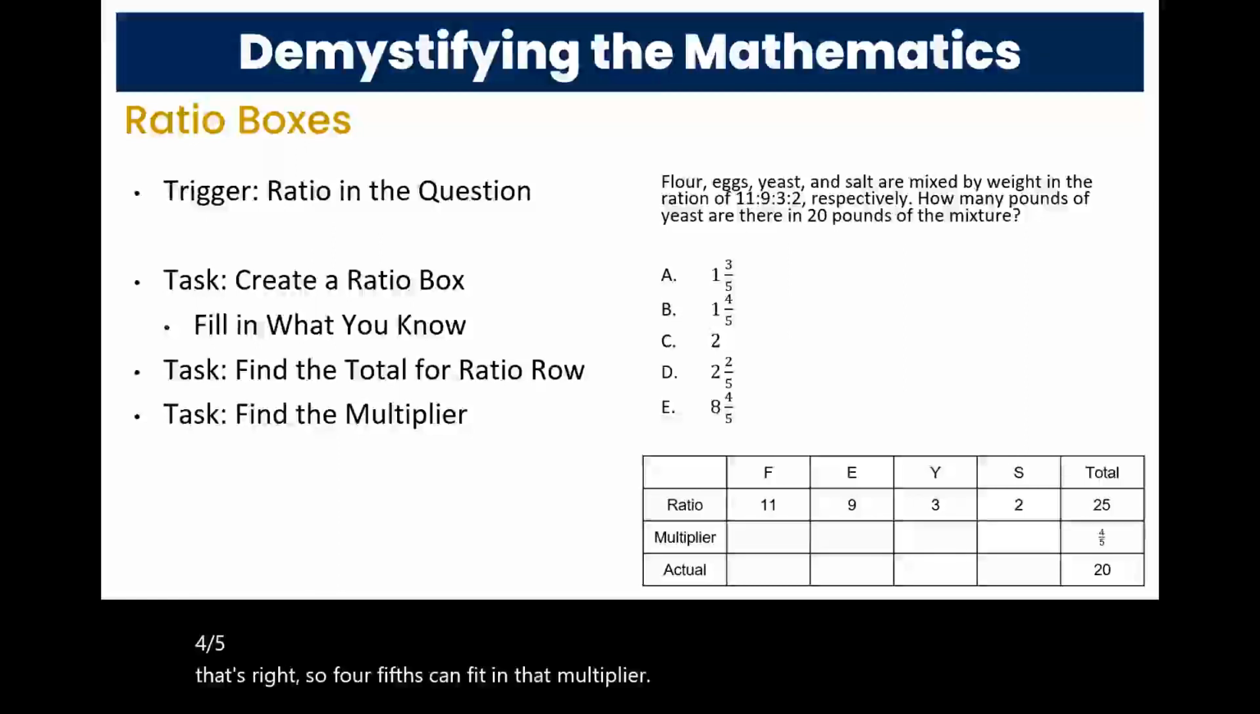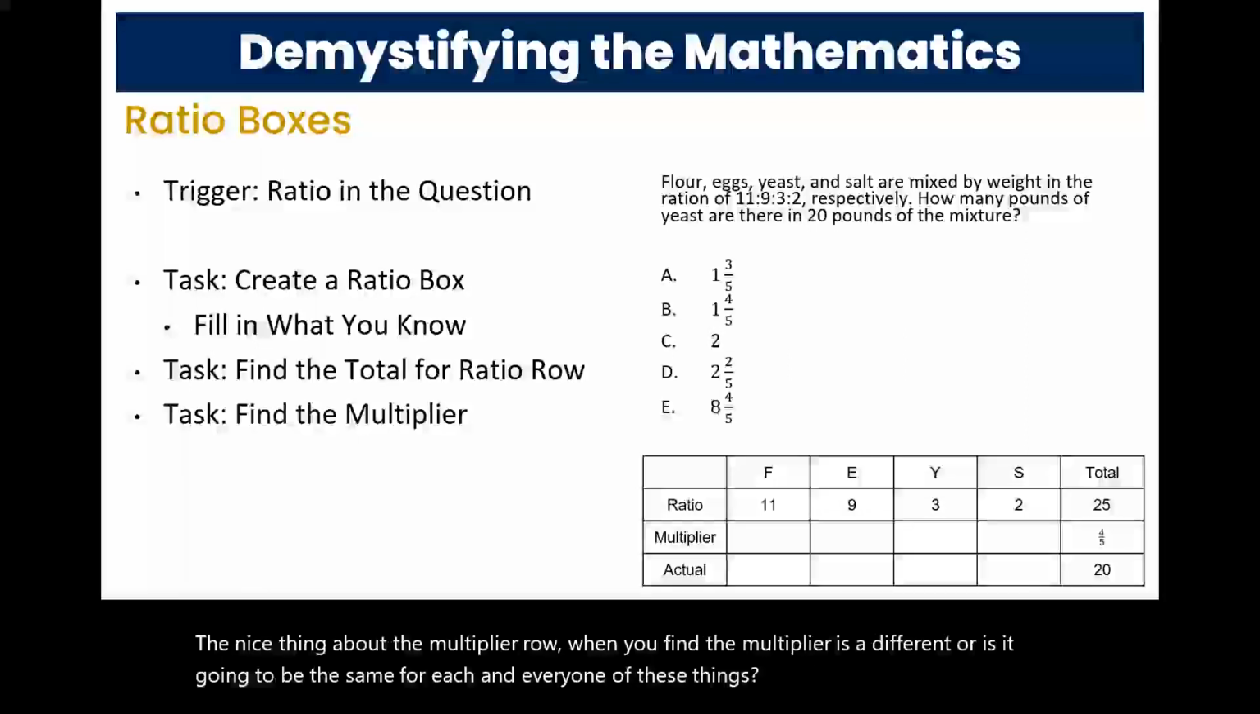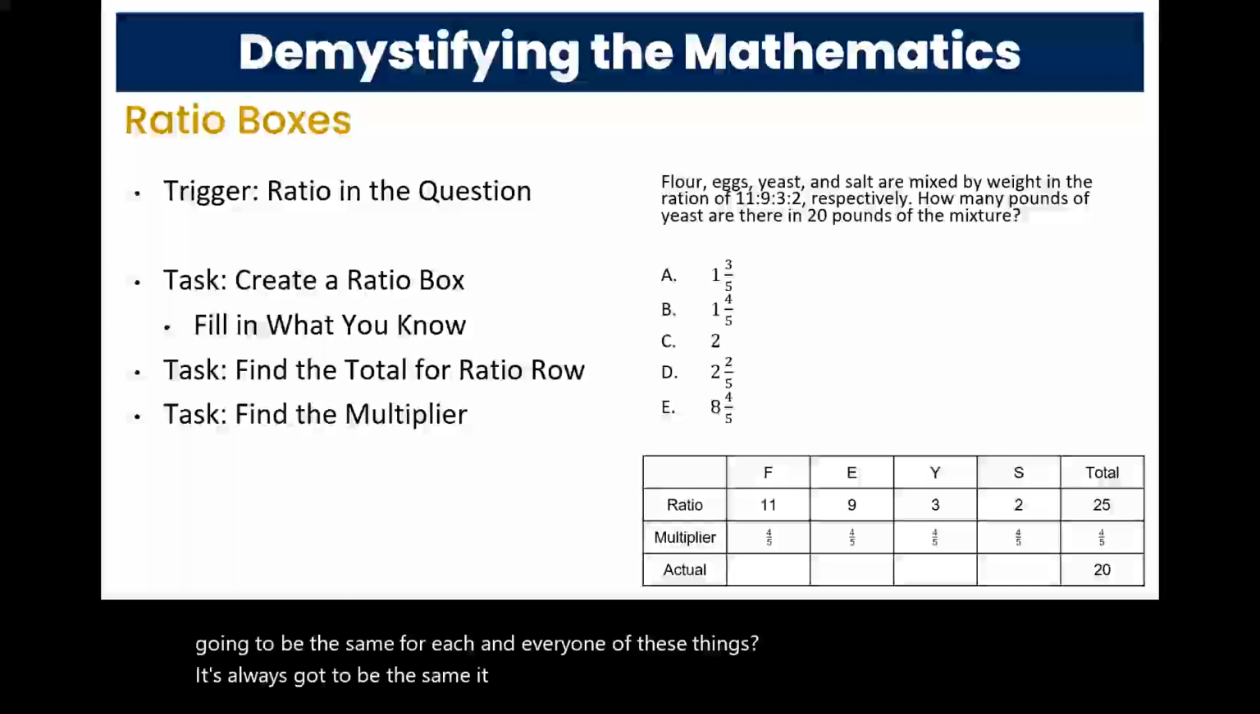The nice thing about the multiplier row, when you find the multiplier, is it different or is it going to be the same for each and every one of these things? It's always got to be the same. It can't change. So the multiplier is always 4/5. So now I can find my answer, can't I? Because we're being asked for how many pounds of yeast are there? So what math do I need to do to get my pounds of yeast?